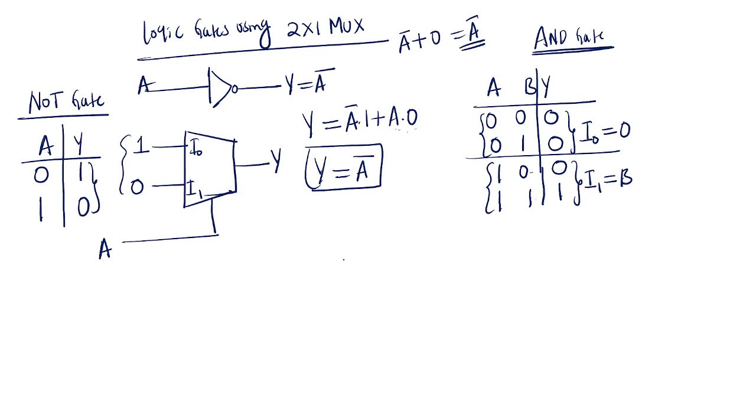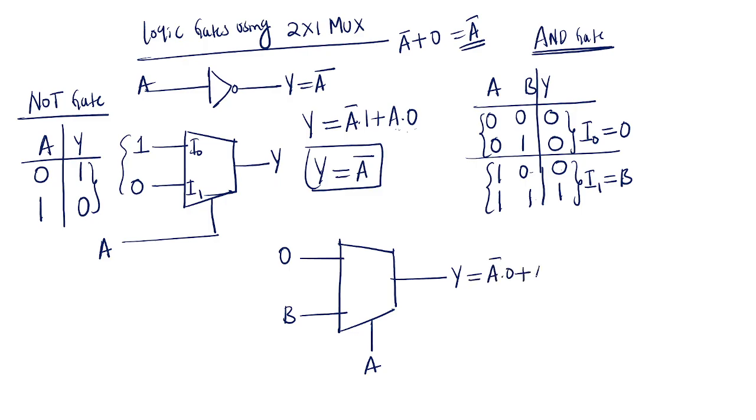So I'm taking A as the selection line. Here I'm giving 0. Here I'm giving the input as B. So Y equal to what? A bar and 0 plus AB. So Y equal to 0 or AB. Y equal to AB. You got it, no?